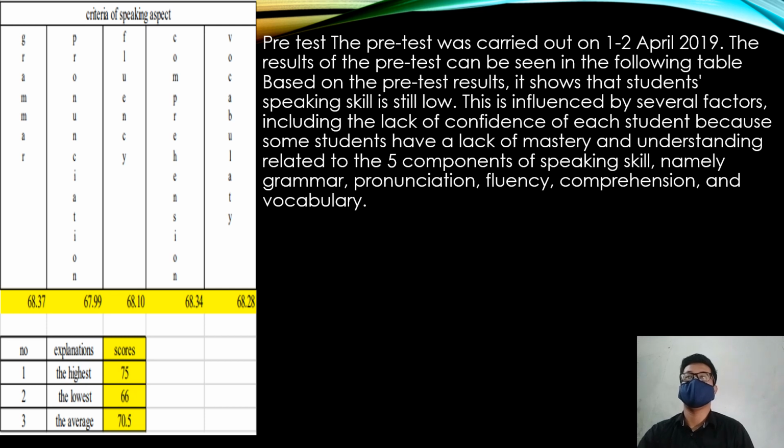The pretest was carried out on 1 until 2 April 2019. The results of the pretest can be seen in the following table. Based on the pretest results, students' speaking skill is still low. This is influenced by several factors, including the lack of confidence of each student, because some students have a lack of mastery and understanding related to the 5 components of speaking skills, namely grammar, pronunciation, fluency, comprehension, and vocabulary.